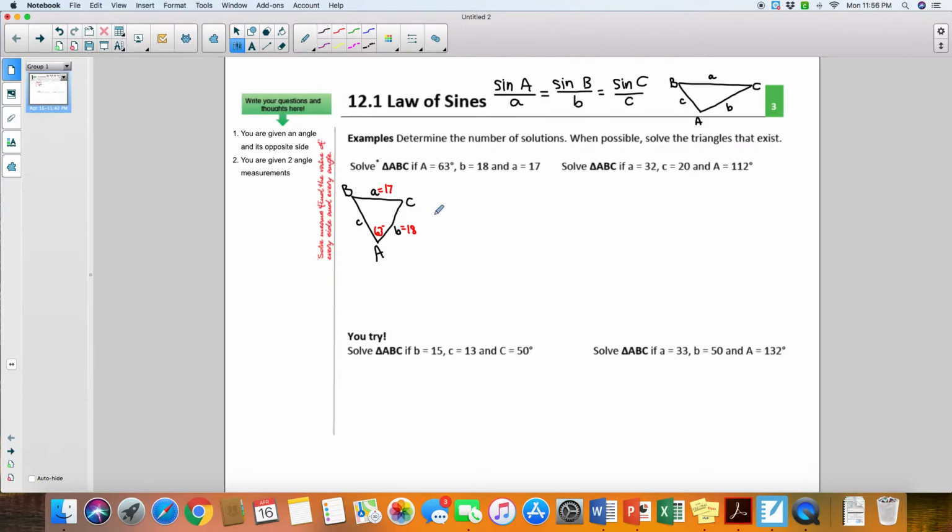Notice here, I have an angle and its opposite side. So I have angle A, and I have little a. Angle, opposite side. So two letters that match, one capital and one lowercase. Because I have the information for angle A, I'm going to use sine of A. So I have the information for A, so I want to use sine of angle A.